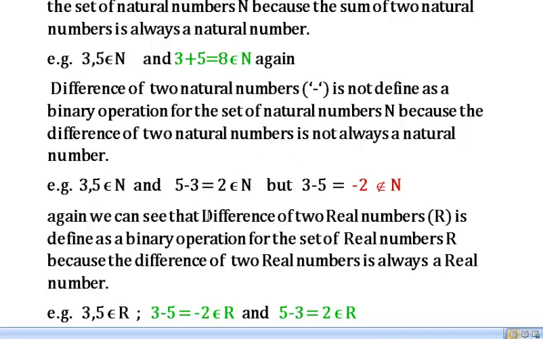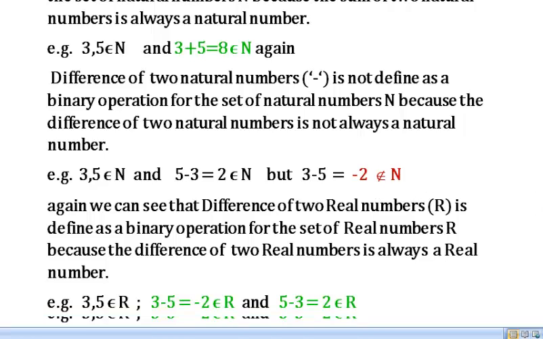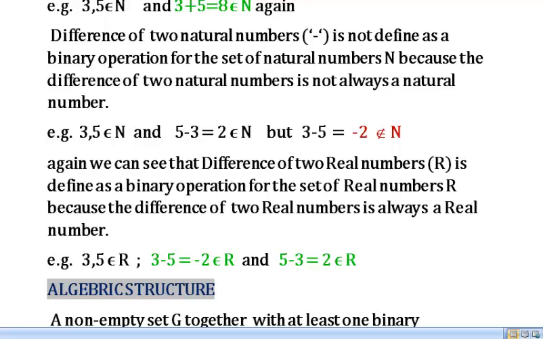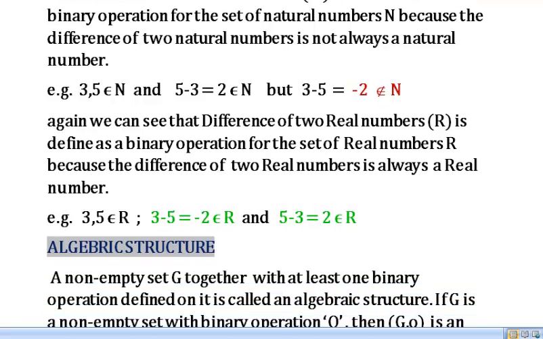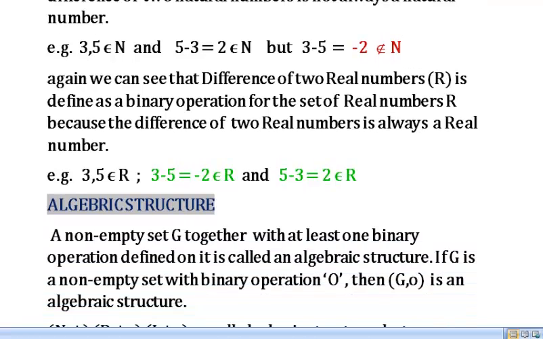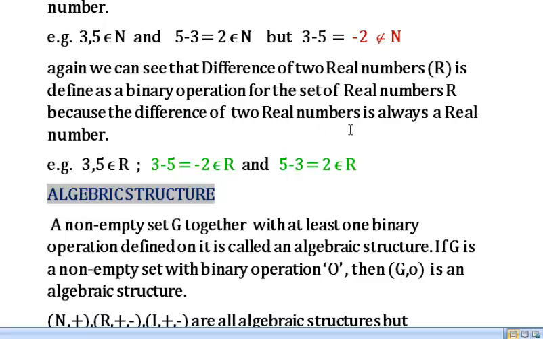Again, we can see that difference of two real numbers is defined as a binary operation for the set of real numbers R because the difference of two real numbers is always a real number. Example given, 3 and 5 are real numbers and difference of 3 and 5, 3 minus 5 is equal to minus 2, which is also a real number. Again 5 minus 3 is equal to 2, which is also a real number.